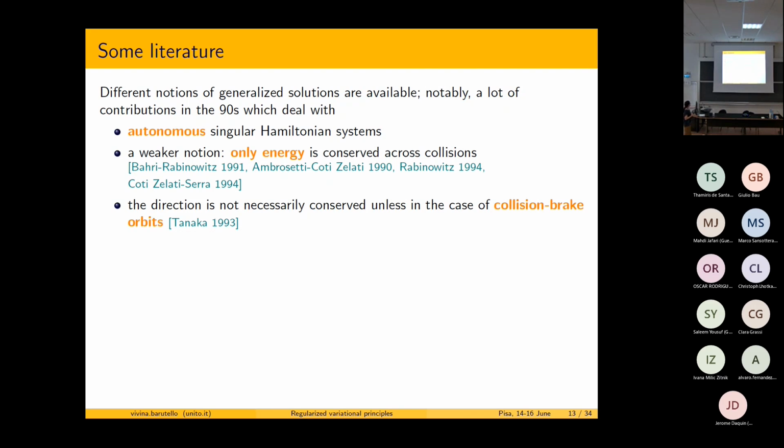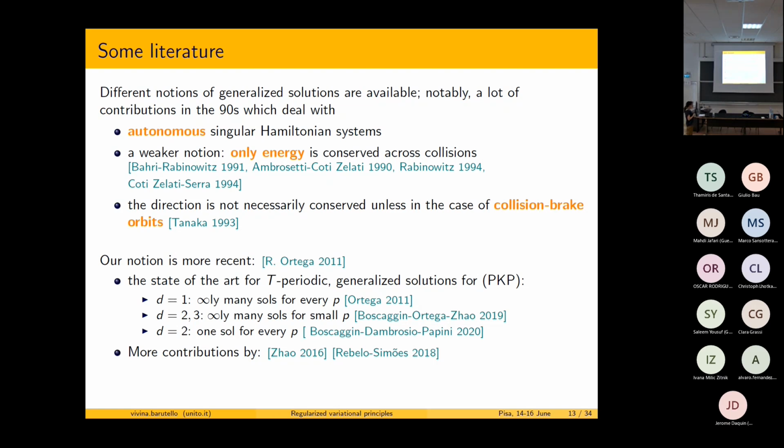And okay, the direction, there was just a paper, as far as I know, a paper from Tanaka, where also the direction was conserved, and it is the case of collision break orbits. There are orbits that touch the origin and then go to touch the boundary of the domain. Tanaka called them collision break orbits. So the notion of a generalized solution that I use is not only natural for the regularization theory, but it's a notion that has already been used.